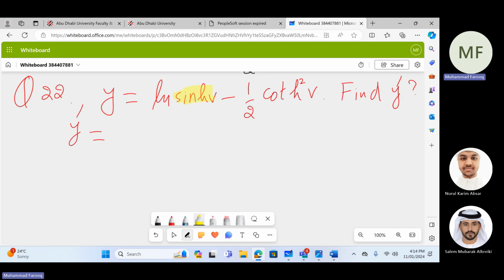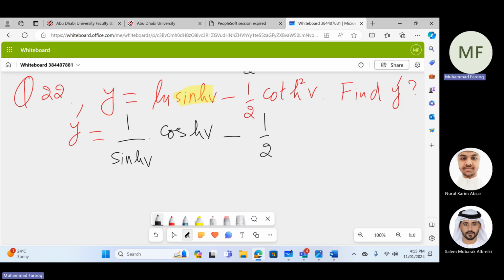This is the argument. So what's the rule for natural log? One over the argument times the argument's derivative. So 1 over sine hyperbolic v times the derivative of sine hyperbolic v, which is cosine hyperbolic v. You can take help from the formula. The minus half is a constant, no change.